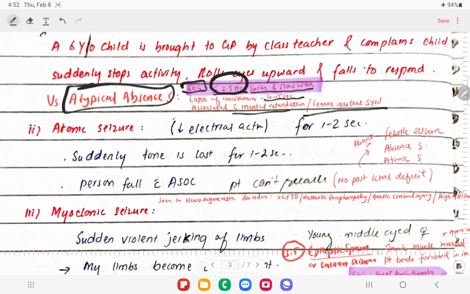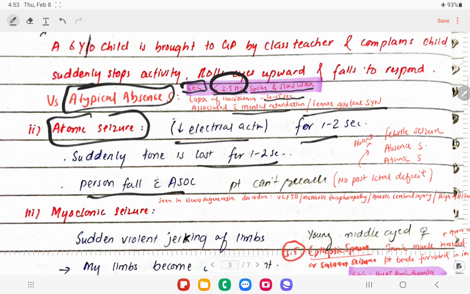So let's talk about atonic seizures, right? I have already talked a little bit about this with the absence seizures. There will be decreased activity in atonic seizure for a few seconds, and suddenly tone is lost for 1 to 2 seconds, and the patient might fall because of loss of tone, and the head will be hanging down, right?